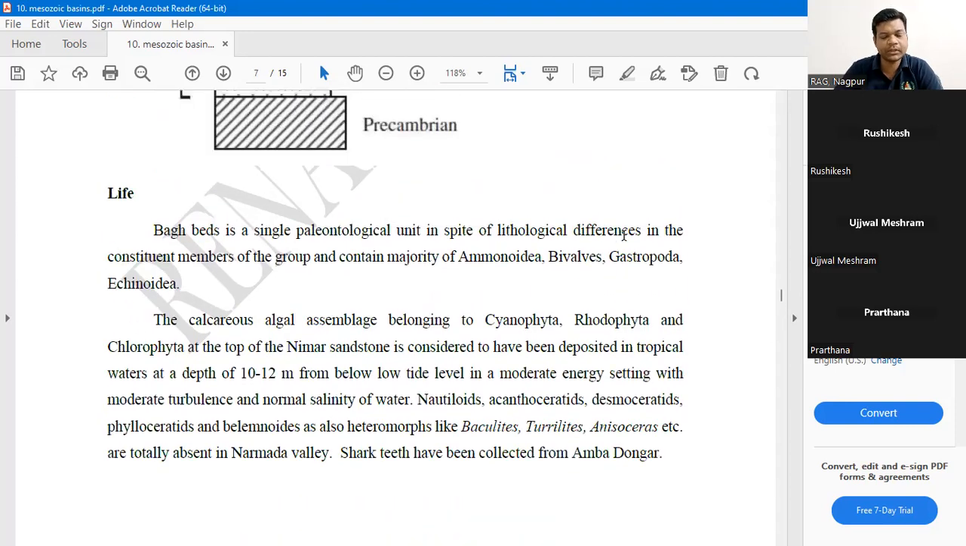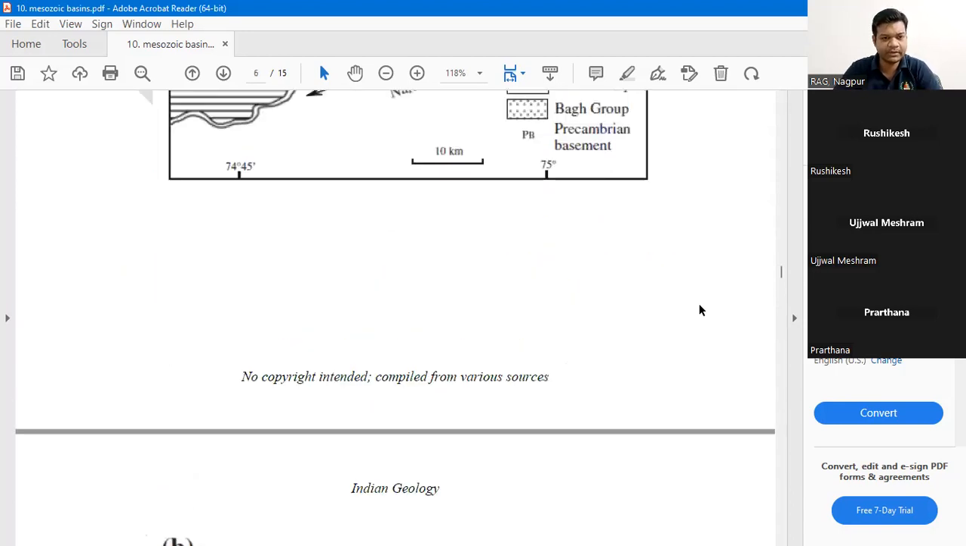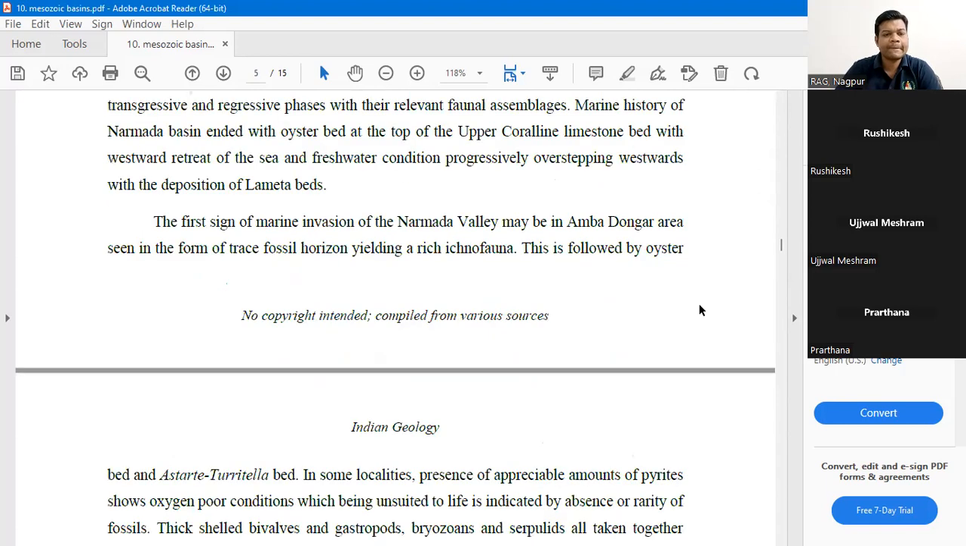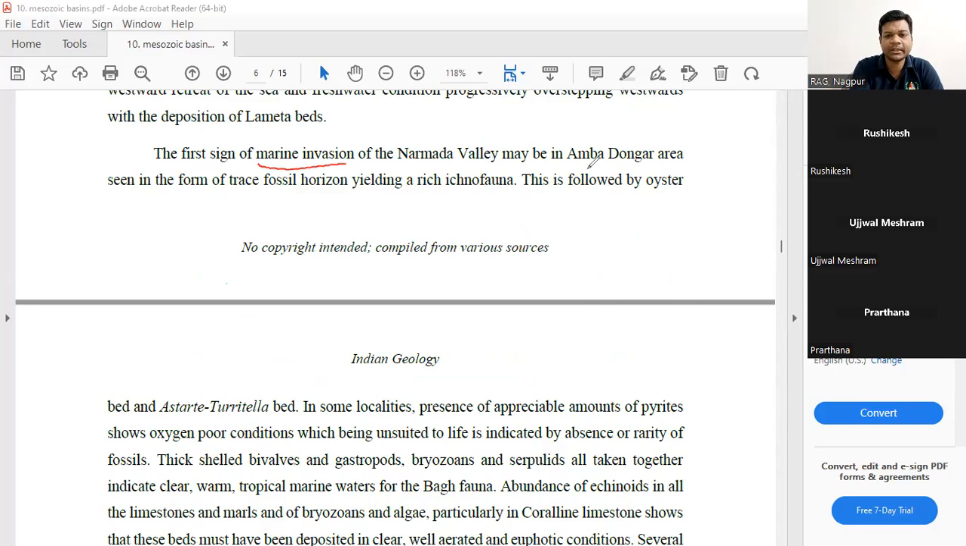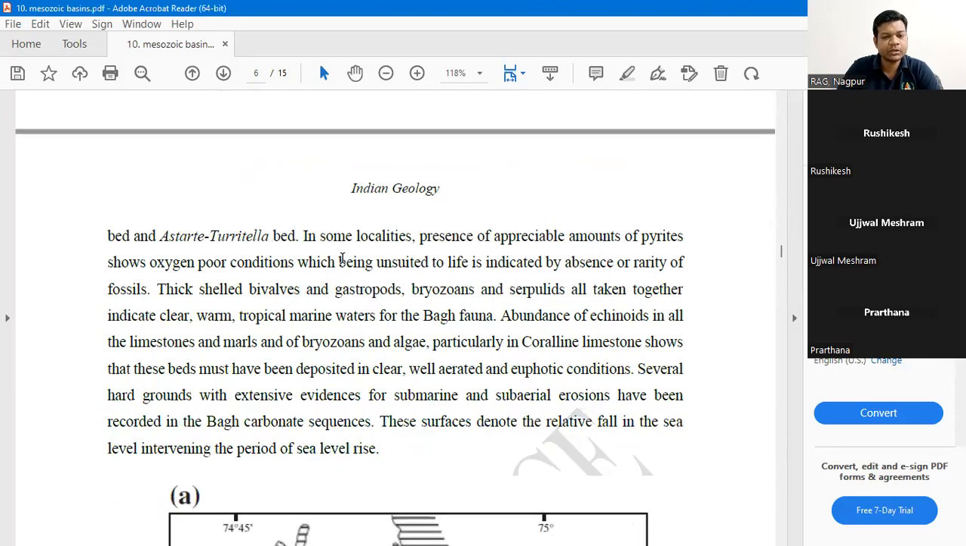Bag beds are known for their life, or basically for the fossils. We will focus more on the climatic conditions. The marine invasion in the Narmada Valley in the Amba Dongar area yields a rich ecofauna. It is followed by the oyster beds and the Ostrea and Turritella bed.